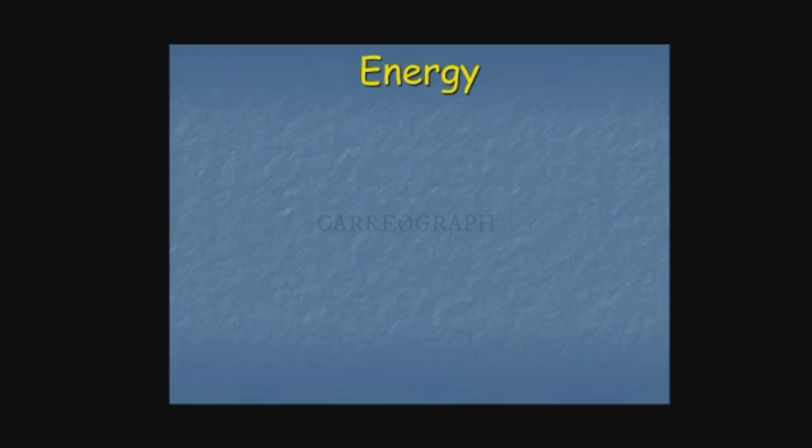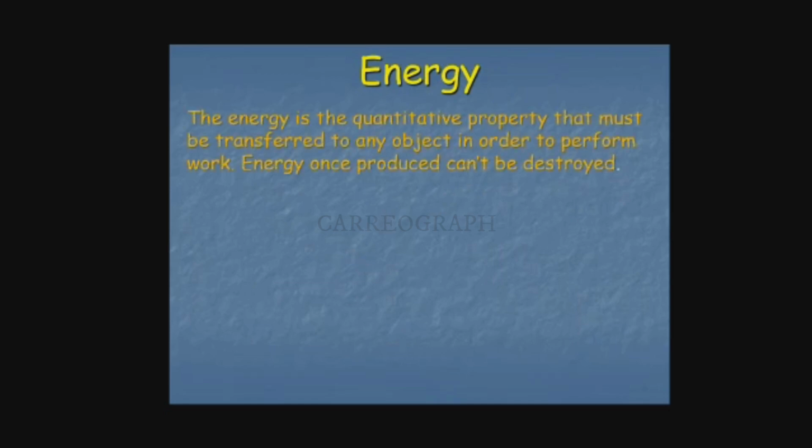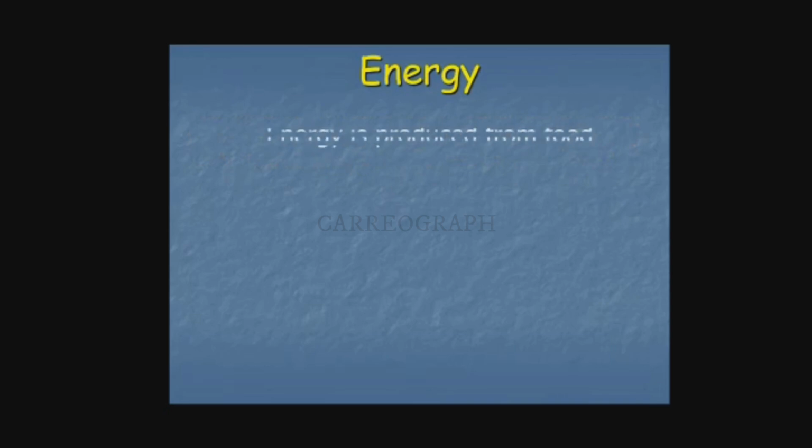Friends, as we already know, energy is a quantitative property that is transferred to any object in order to perform work. And once energy is produced, it cannot be destroyed. See friends, there are different sources of energy like solar energy, kinetic energy, electrical energy, and when they are produced, they are utilized to perform work. But in human beings, energy is produced from food.